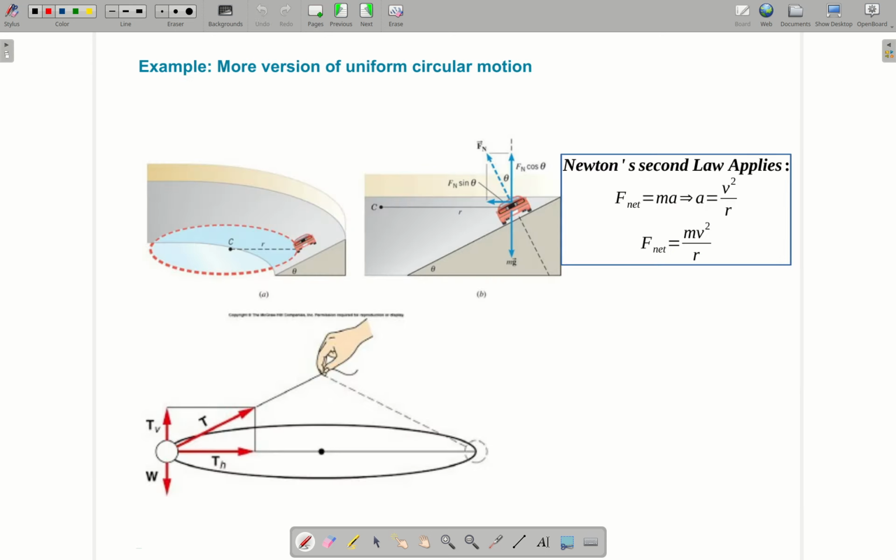All right, these were very important types of horizontal circular motion. Again, as I've talked before, there are other versions, but the idea is always the same. F net is equal to ma. A is that guy, v squared over r, so F net is equal to mv squared over r.